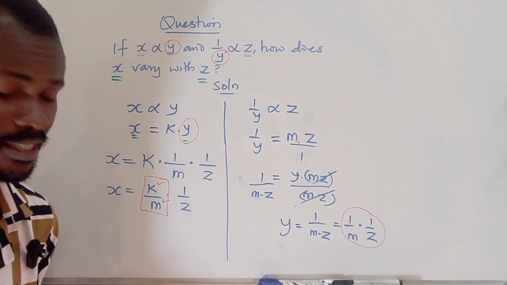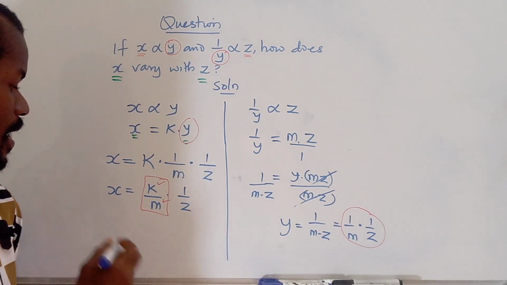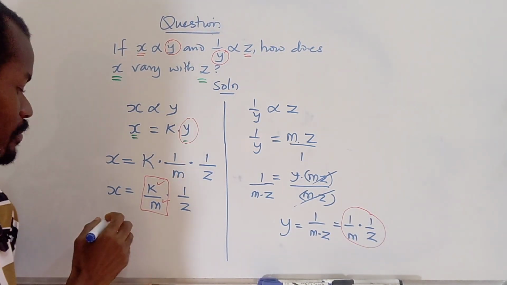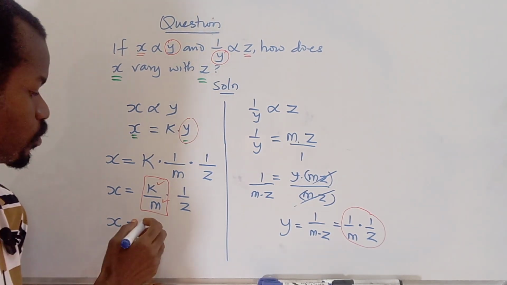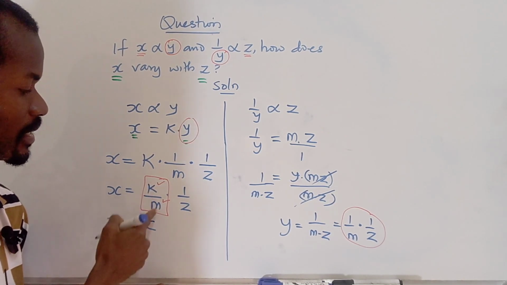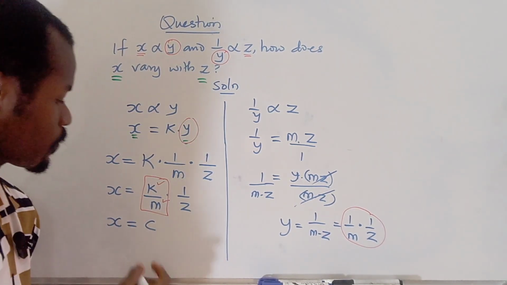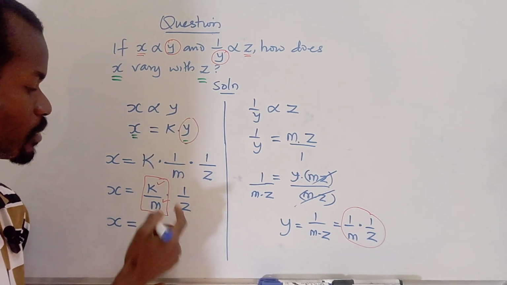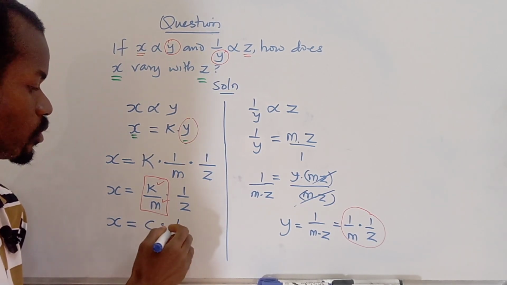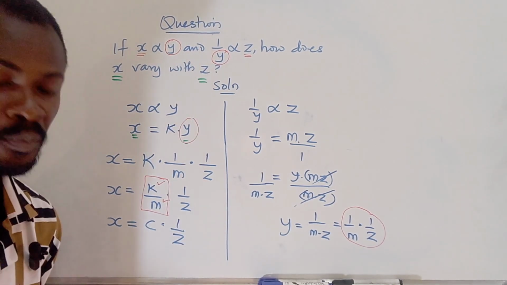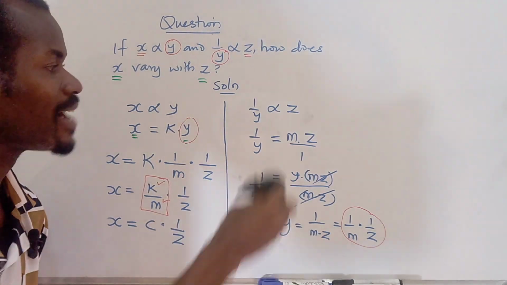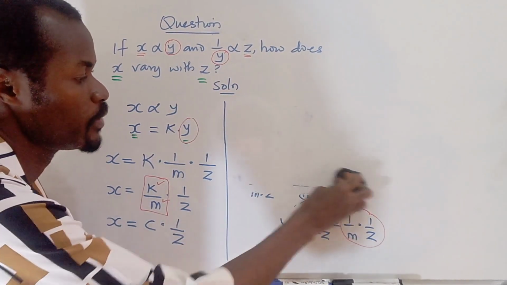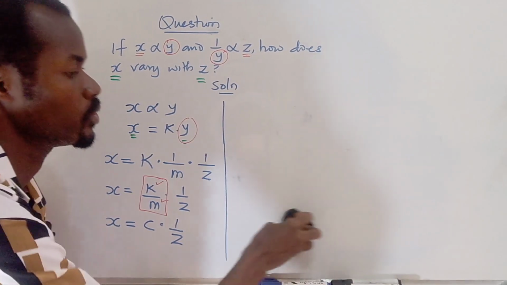Now, what we want to understand is k and n, both of them are constants. Since both of them are constants, I can introduce a new constant by saying x is equals to, let's use the new constant to be c. So c represents k divided by n. So this new constant multiplied by 1 over z. Now that we've gotten this, we can now change the expression back to variation.